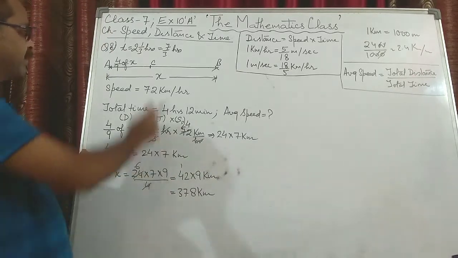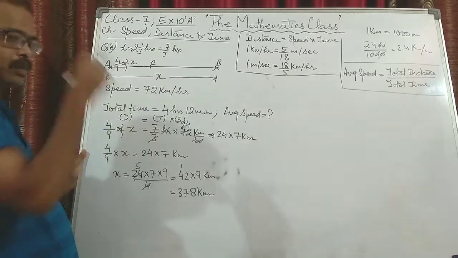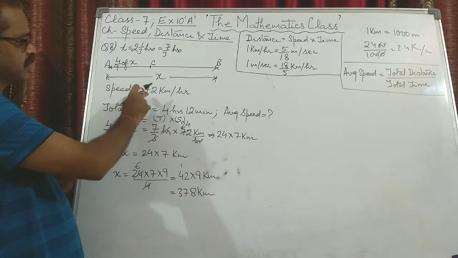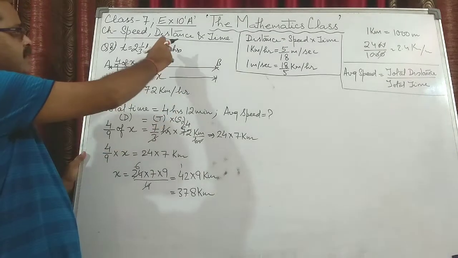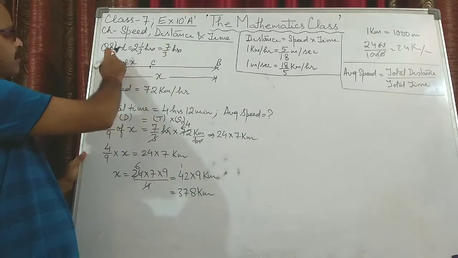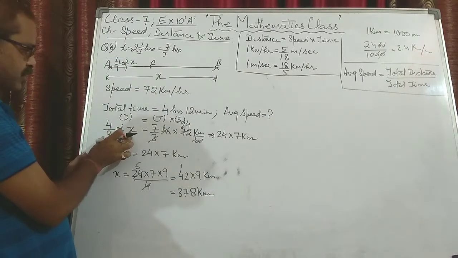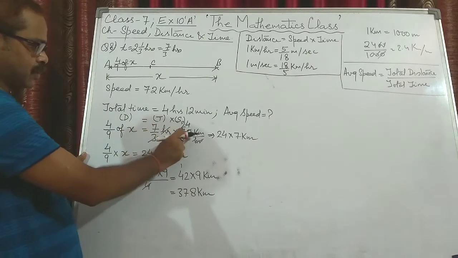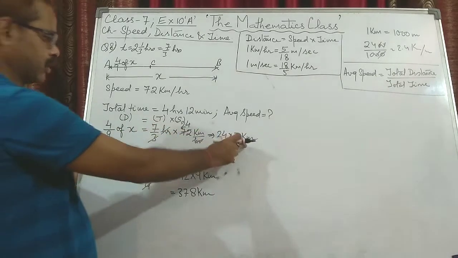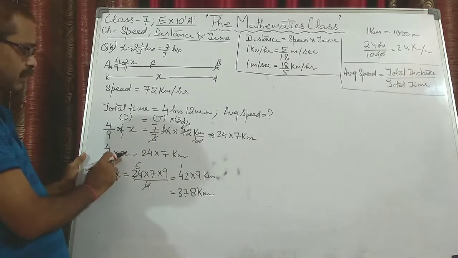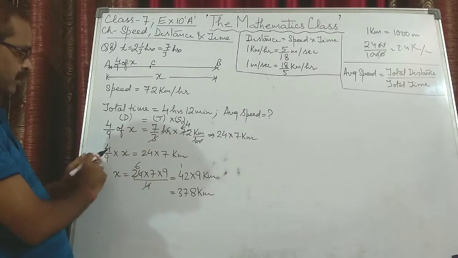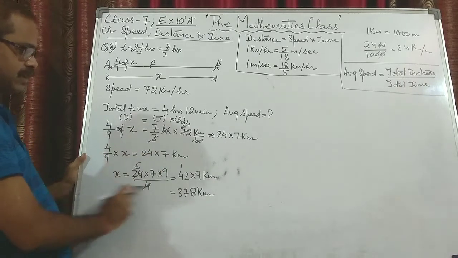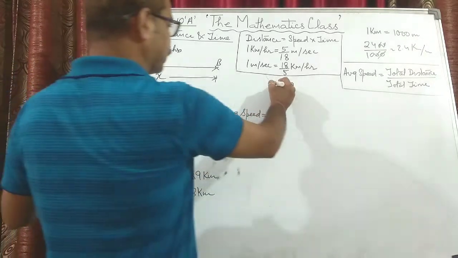Means what we have calculated? We have calculated the total distance. How have we calculated it? They say that the speed of that person is 72 km per hour and in 7 upon 3 hours she is traveling 4 upon 9th of the total distance. So distance equal to speed into time. 4 upon 9th of the total distance is equal to 72 into 7 upon 3. We got this much. Since we have to calculate the total distance, and we have got 4 upon 9th of the total distance, by cross multiplication we can get x. This is the total distance.